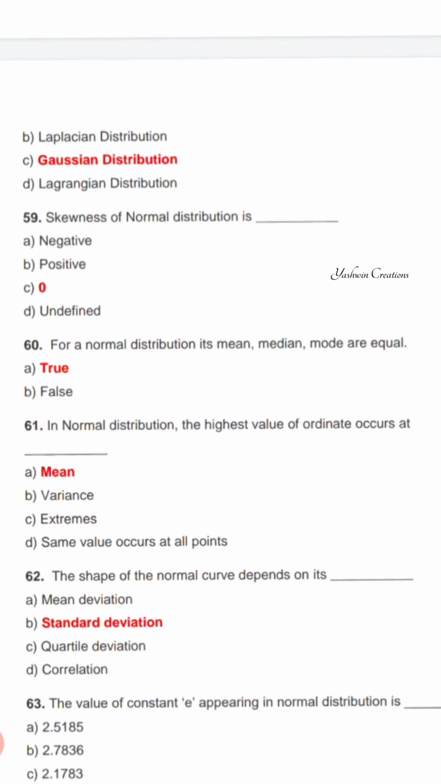The answer is mean. The shape of the normal curve depends on what? It depends on the standard deviation. The value of constant e appearing in normal distribution is 2.7183.